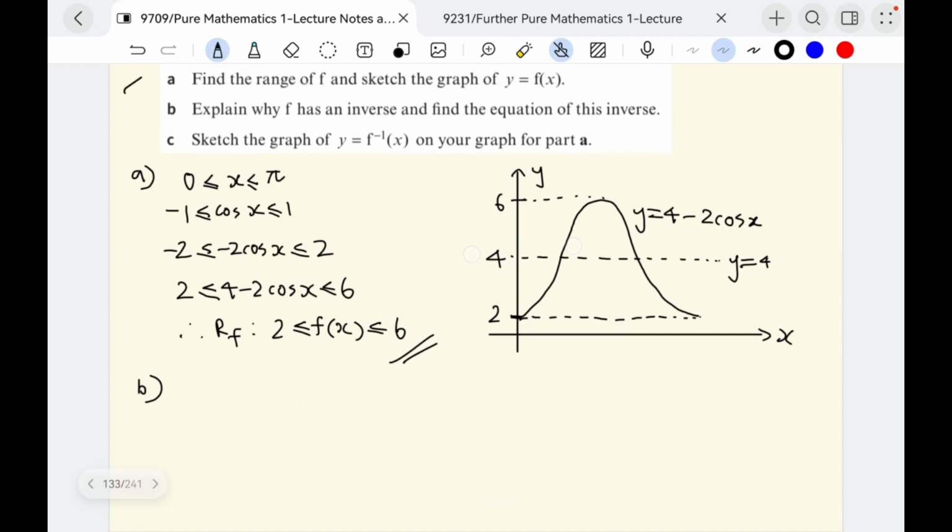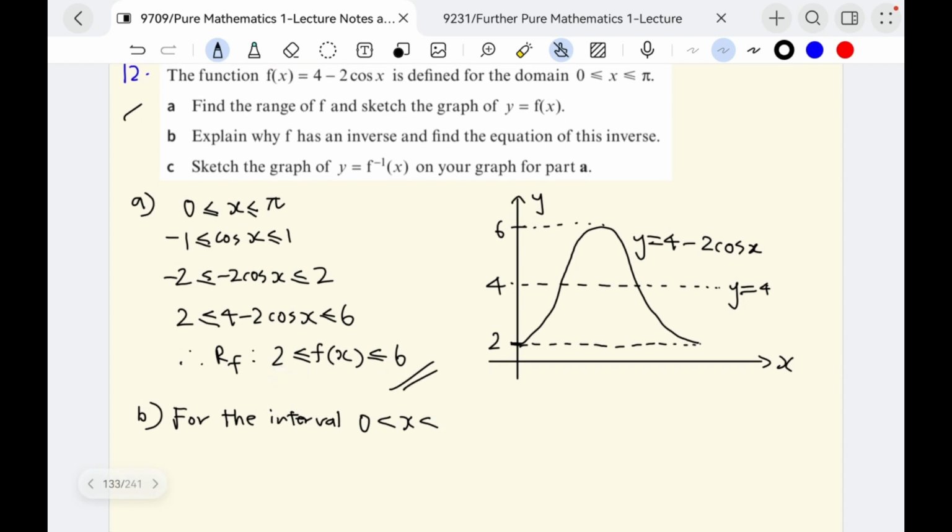So how to explain f has an inverse? Okay, we can write it in this way. So for the interval from 0 to pi over 2, wait, 0 to pi, sorry. So by right, your graph is drawn until pi only. Yeah. Makes sense. So we don't have to write the intervals.